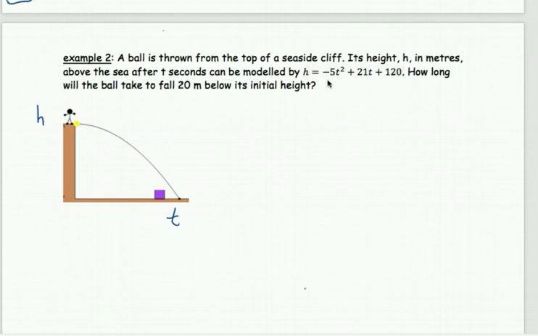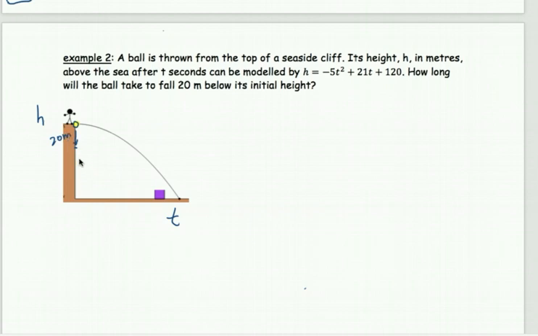See how it's negative? That makes sense because the parabola is opening down. Our goal this time is to find how long it will take the ball to fall 20 meters below its initial height. Say this is the initial height, where the yellow ball is. From there, the ball is going to fall 20 meters below, so from here to here, 20 meters down.